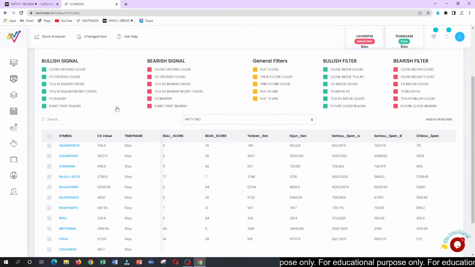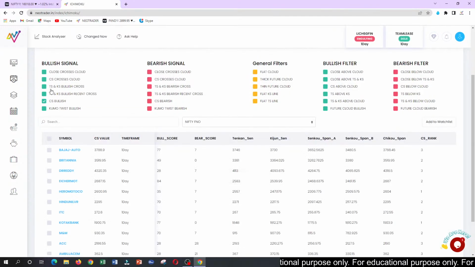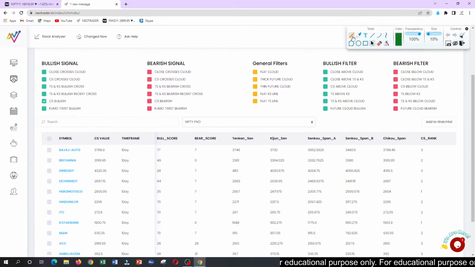So first thing that I'm going to do is click on this thing called CS bullish, right? What is this going to give me? It is going to give me the names of all the stocks that are bullish on the basis of Ichimoku, right? And when I choose this particular thing called CS bullish, it gives me a specific rank. And what is this rank? It's called a CS rank, like right here. So right here you can see this thing called CS rank. If I turn this toggle on, it comes.